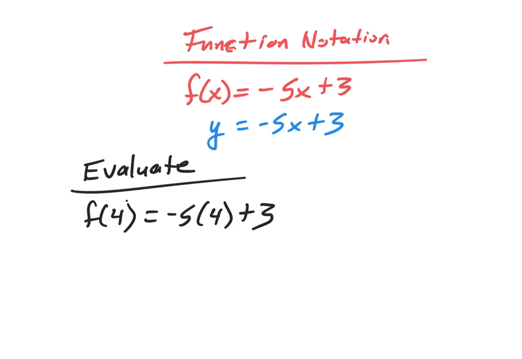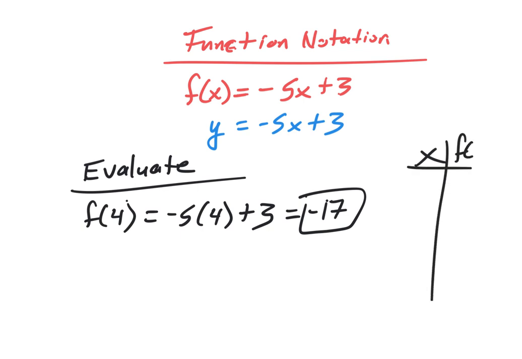Negative 5 times 4 is negative 20. Negative 20 plus 3 is negative 17. And if I needed to, and we don't do this a lot of times, when I make my table of values, instead of an XY table, sometimes you'll see it as an f of x table. So if I plug in 4, I get negative 17. So it's just like coming up with some ordered pairs, right? Coming up with some values that represent that particular function that we have.